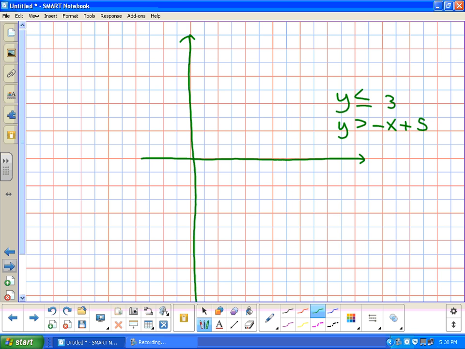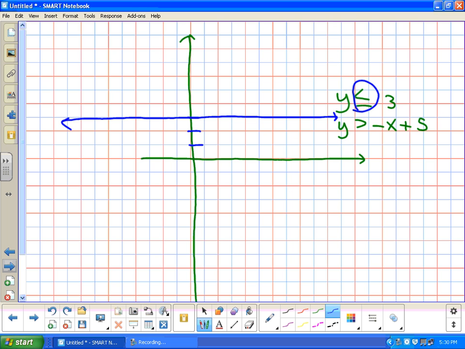Now remember, if you're comparing y to a number, that is going to be a horizontal line because you're going to be graphing the line where no matter what your x is, your y is equal to 3. I'm using a different size grid today, so we're just counting 1, 2, 3. Here's the line. y is equal to 3. It's going to be a solid line because we have a bar underneath the inequality symbol.